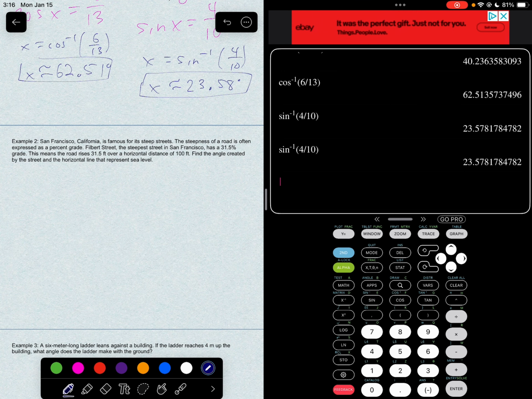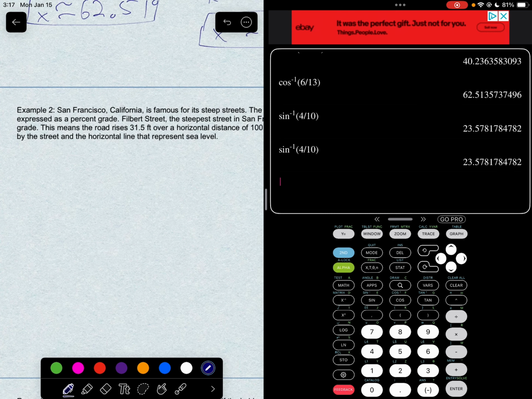San Francisco, California is famous for its steep streets. The steepness of a road is often expressed as a percent grade. Filbert Street, the steepest street in San Francisco, has a 31.5% grade. It means the road rises 31.5 feet over a horizontal distance of 100. Find the angle created by the street and the horizontal line that represents sea level.